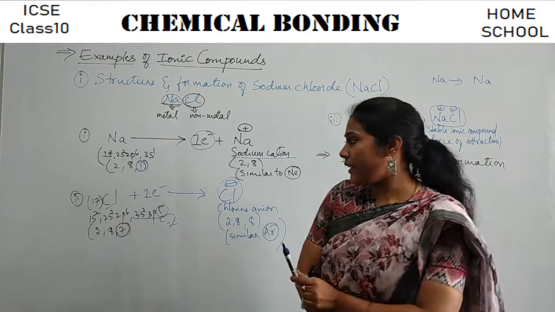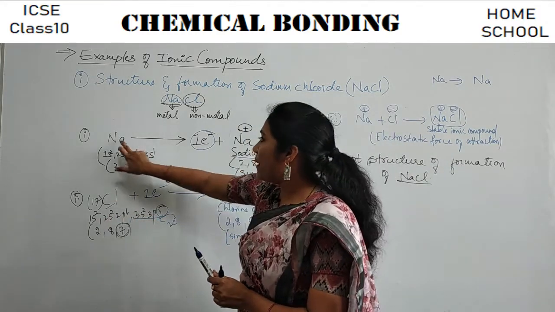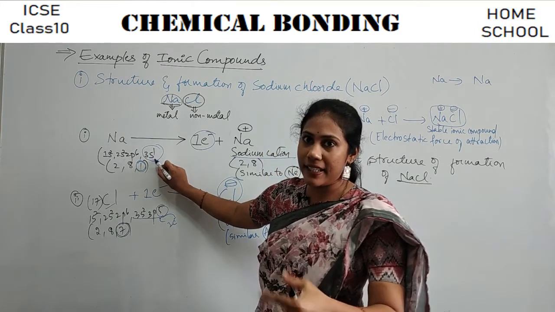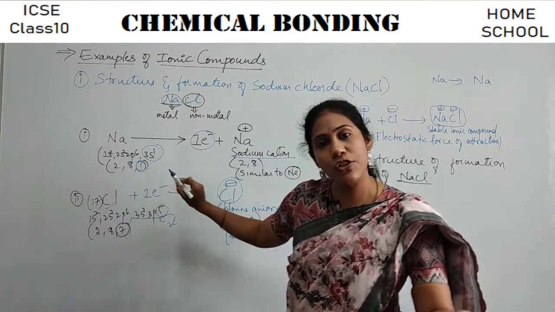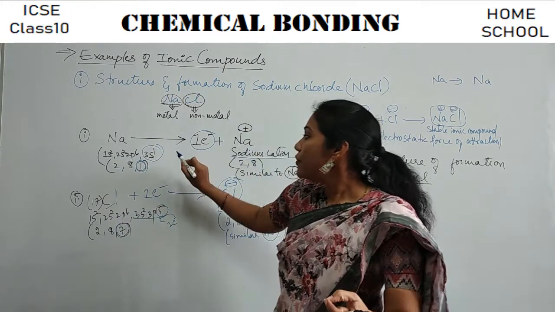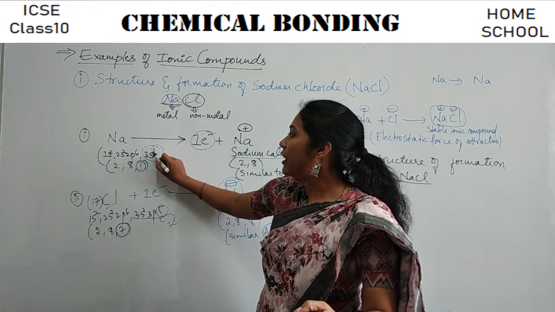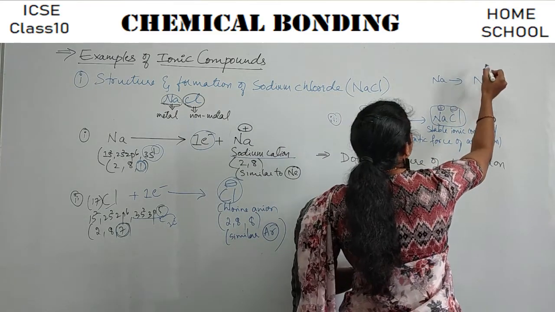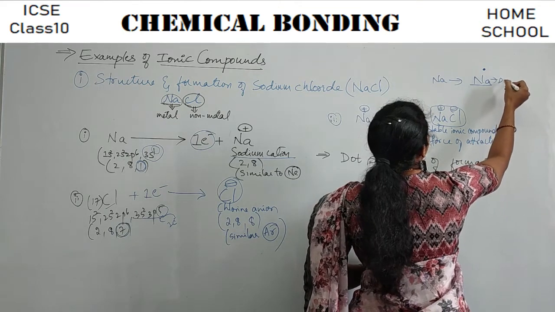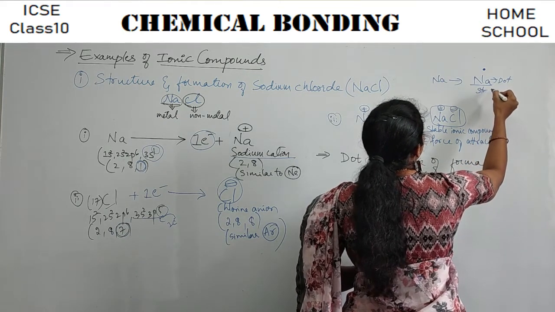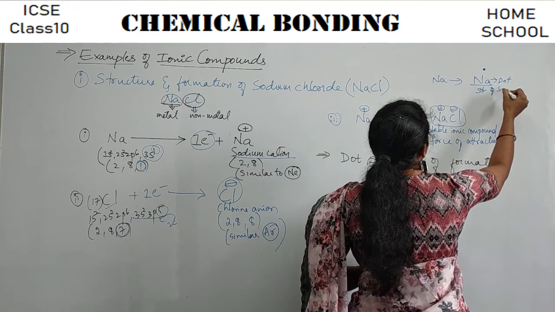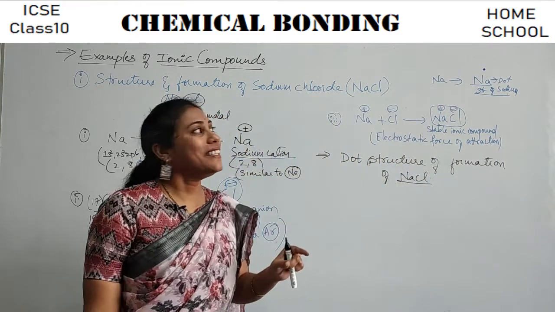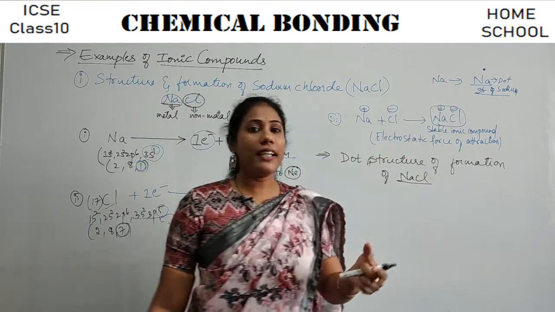And if you know its electronic configuration, see where is sodium? Sodium is here. Which is the last shell? Third shell. The last shell is also called the valence shell, isn't it? So in the last shell, how many electrons are there? 1. So I will put 1 dot. Now this becomes the dot structure for sodium. This is how we write the dot structure for elements or atoms.